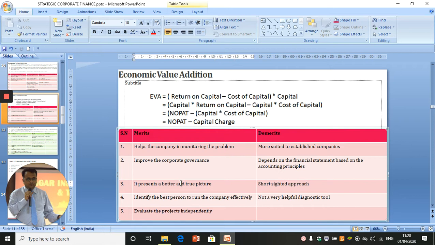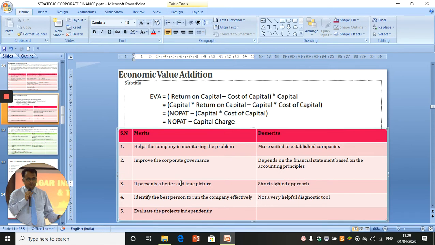And identify the best person to run the company effectively. It is very easy. The person who is leading to more of economic value addition should be the best person to run the company effectively. And evaluate the projects independently. It helps us to evaluate the projects independently, because whichever project gives you more economic value addition, then you can just select that project.